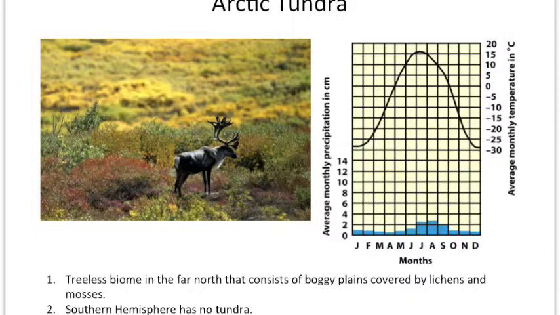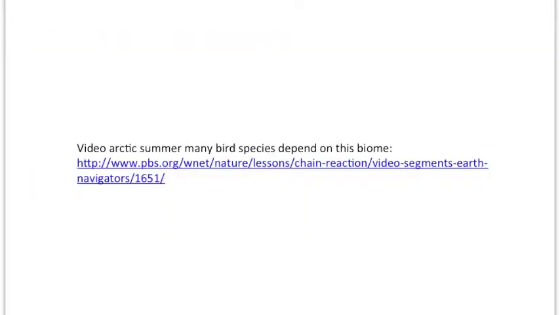a large number of migratory birds who migrate to these areas in the summertime because there are abundant insects for them to feed upon. And this video here shows the summer migratory birds and how they depend upon these Arctic tundra biomes for their breeding habitats and for raising their young in the summertime.